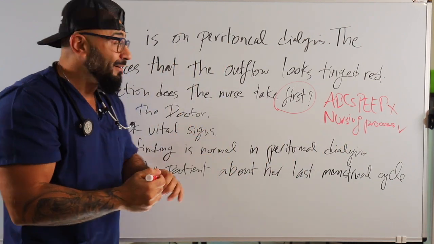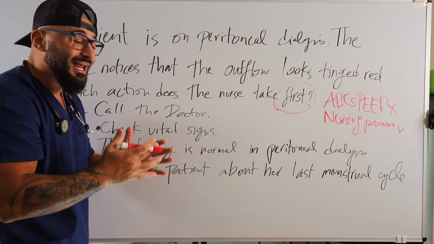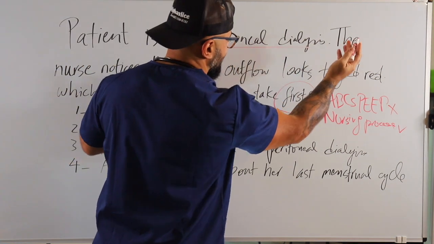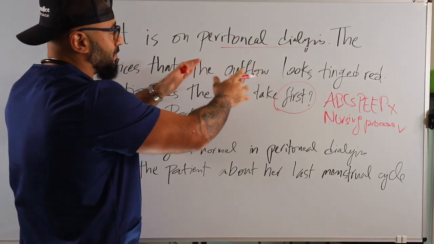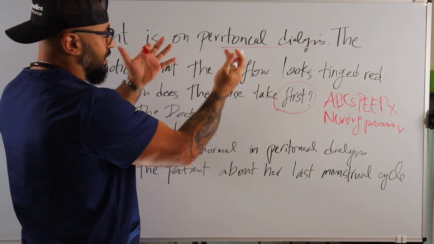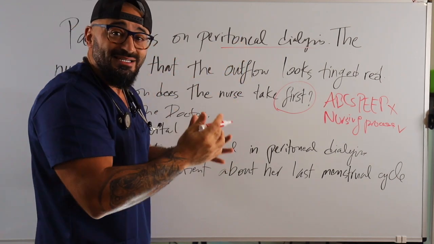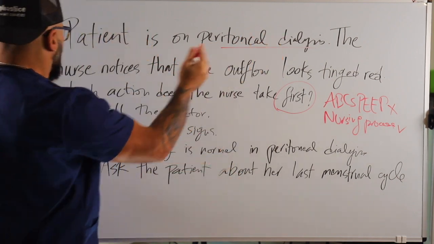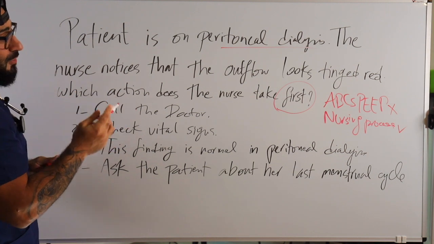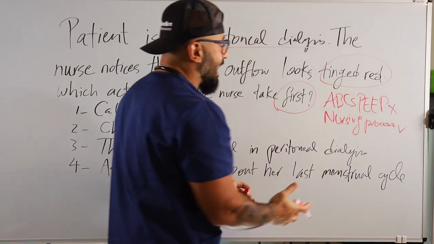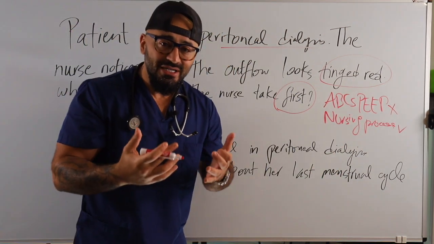Now before that, I'm going to read it for the second time and I'm going to highlight keywords. The patient is doing peritoneal dialysis. Of course, that's a keyword. That's an easy keyword because it's obvious. The diagnosis of the patient, if there are signs and symptoms, if there's a drug, that is a definite keyword. So the nurse notices that the outflow looks tinged red. This is a sign. Tinged red. So why is the outflow tinged red?